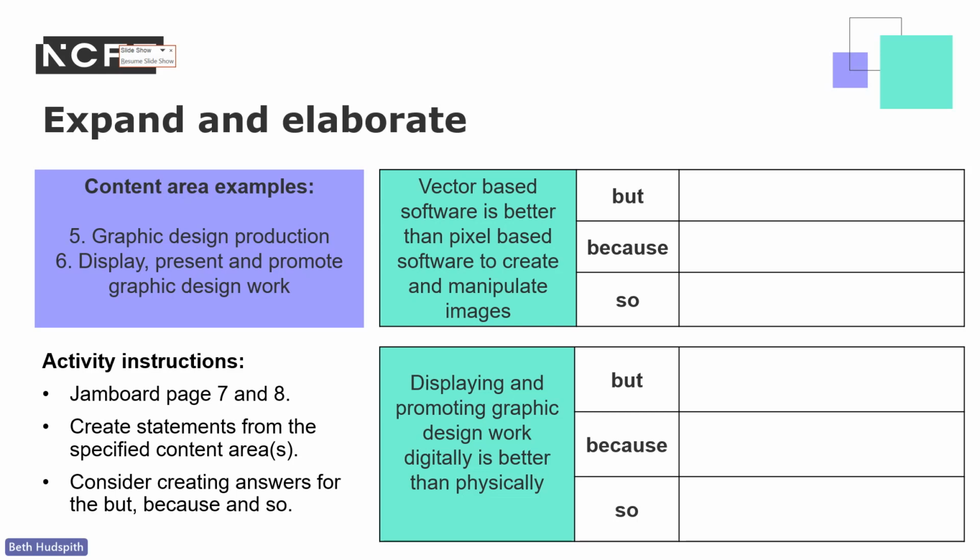So the next activity that you can do is expand and elaborate. You provide statements from any of the content areas and you ask your learners to come up with some statements. This one is an example from content area 5, graphic design production, and content area 6, display, present and promote graphic design work. And by having a but, because, so, it allows your pupil to develop the statement in more detail and helps them with that complexity of the question.